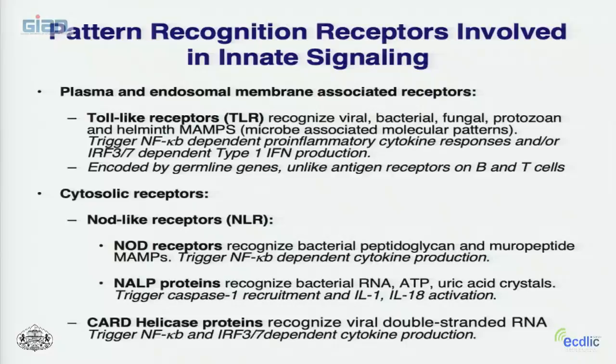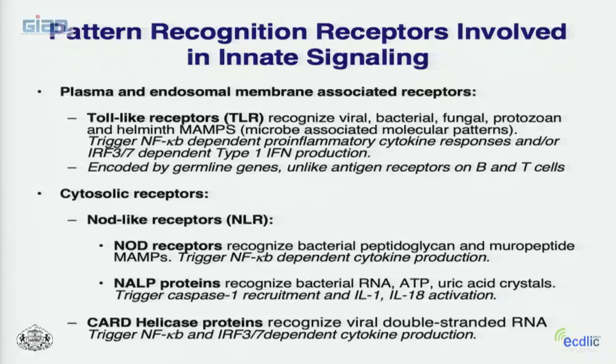And then there are these cytosolic receptors. These are more recent discovery. These are these nod-like receptors. And nod receptors recognize bacterial peptidoglycans, muropeptide, and they trigger NF-kappa B dependent cytokine production. And then there are the inflammasome proteins, they recognize RNA and ATP and crystals, and they trigger caspase 1 recruitment, IL-1 and IL-18.